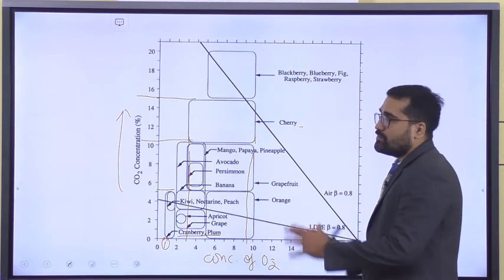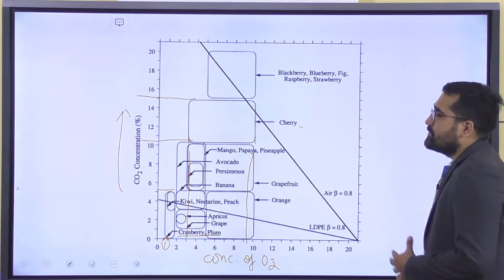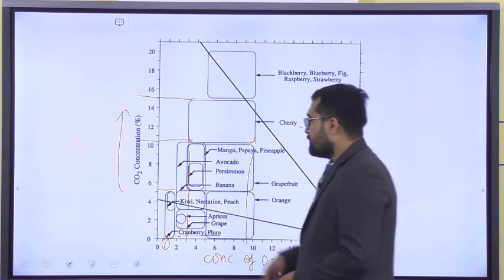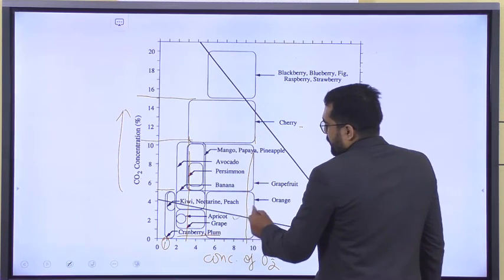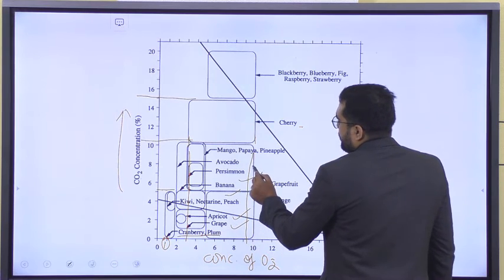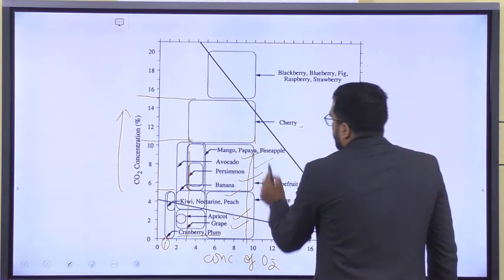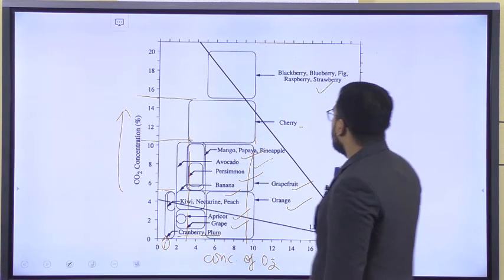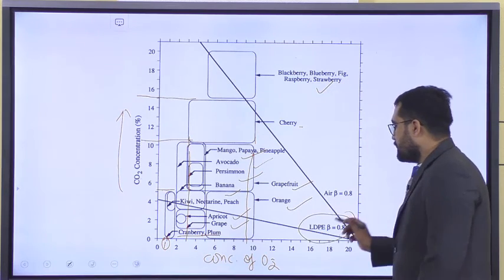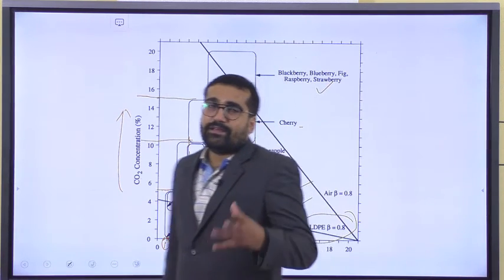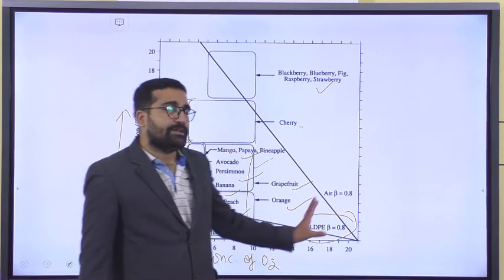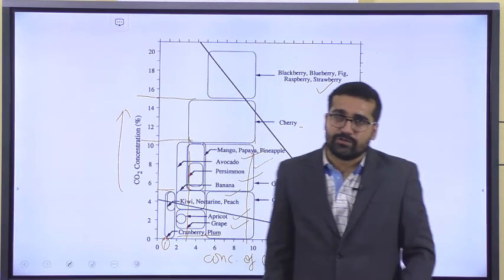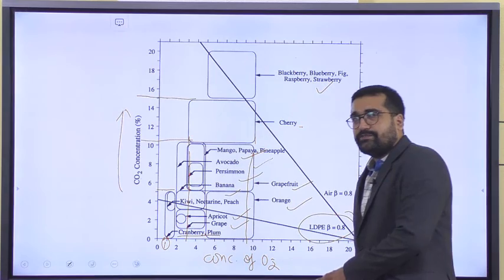This graph shows the different oxygen and CO2 levels for various products under different packaging conditions. In this graph we can see conditions for apricot, grape, kiwi, peach, banana, avocado, mango, papaya, pineapple, grapefruit, orange, and blackberry. This graph is for LDPE type of packaging. We can get this type of graph for HDPE also in the literature, but generally for food products we will use LDPE.